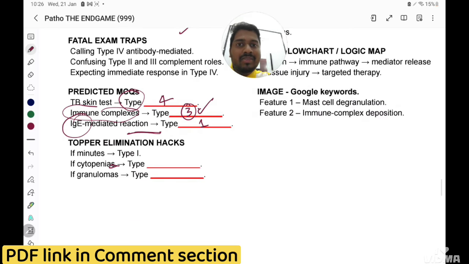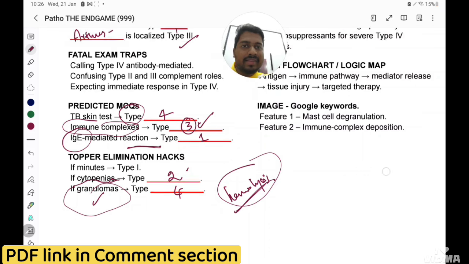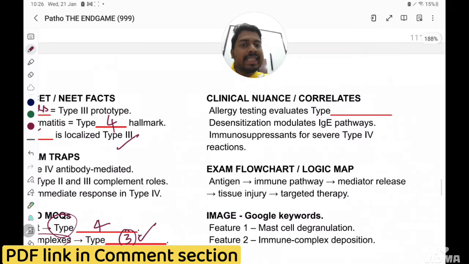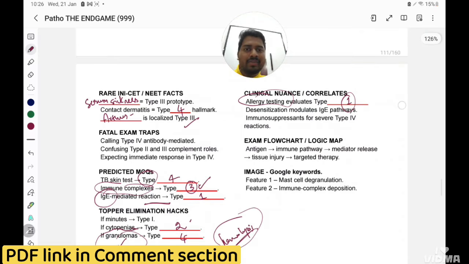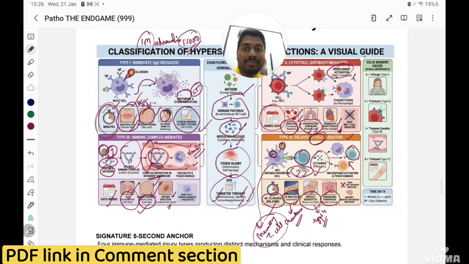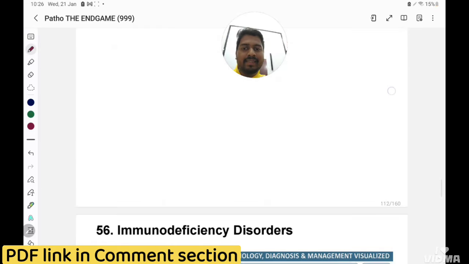So if cytopenias occur, remember cytopenia means hemolysis. Some cells are being broken down. Hemolysis, we saw which example? Type 2. If granulomas are occurring, then which type is it? Yes, very good, type 4. So allergy testing evaluates which type? Allergy testing, skin prick test we are using for type 1. Okay, so now I think you are not going to forget this, because image based memorization makes it much easier.